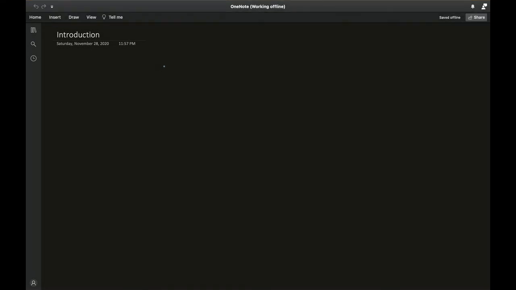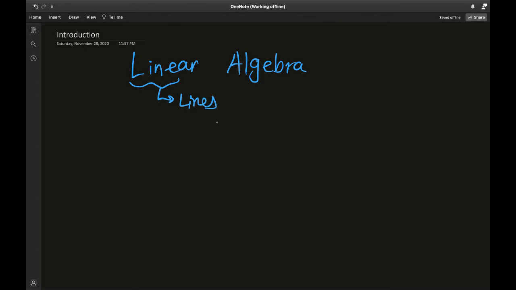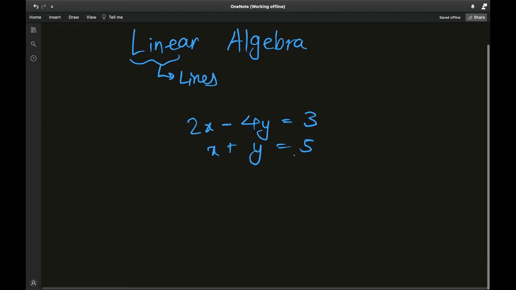Okay, so like most of my introductory videos, let's start with breaking up these words. Linear, as you can see, is related to lines. So let's take the equation of a straight line, say 2x minus 4y is equal to 3, for example, and take another equation, x plus y is equal to 5. They're perfectly linear equations, and I'm sure most of you will agree.